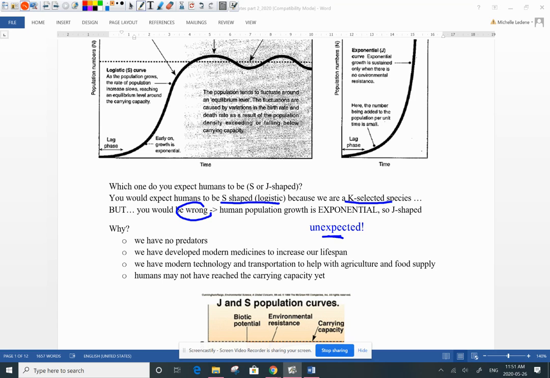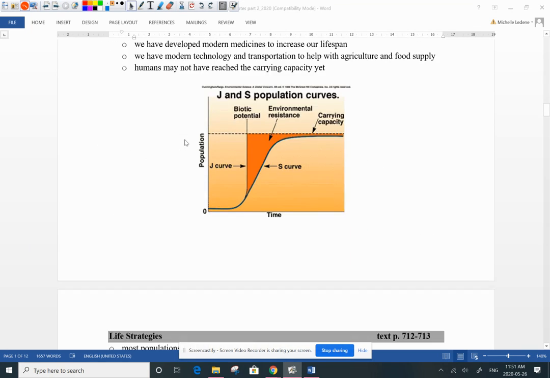Human population growth actually looks like this. It is J-shaped, it's exponential. And the reasons are that we have no predators, I mean, we do, but really we can use guns to kill them and stuff like that. We have modern medicines to increase our lifespan, antibiotics, we have modern technology, transportation, not just to help getting place to place, but getting food from place to place. And we may not have even reached our carrying capacity yet of this planet. We don't know, but it is kind of unexpected. We should be S-shaped, but we're not. We're actually a J-shaped population.